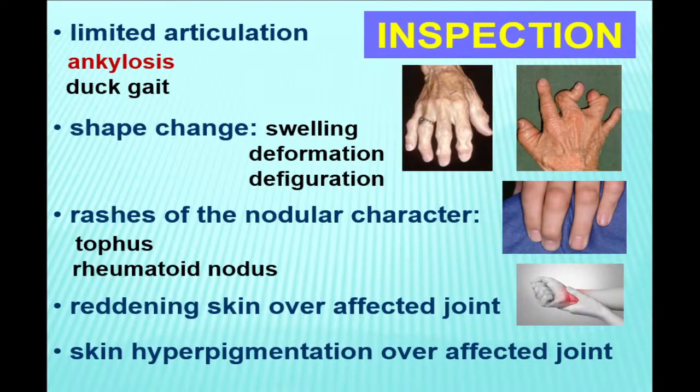On inspection, first of all, we'll pay attention to articulation, and on inspection we can check only active articulation. We'll ask the patient to move some or other joints. We'll assess visible changes of the joints: swelling, deformation, defiguration, reddish hyperpigmentation, or formation of specific local deformation.